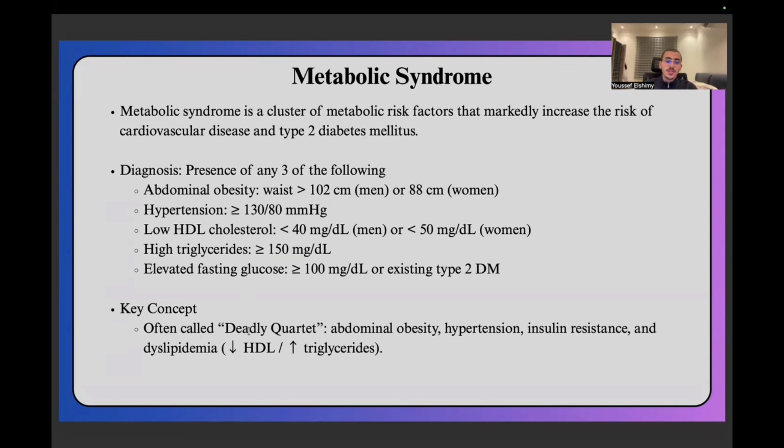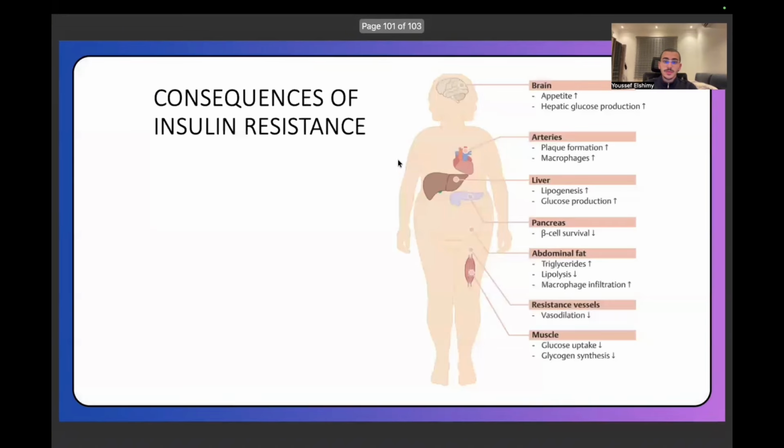And just a concept, it's often called the deadly quartet because it includes the four big guys. So you have abdominal obesity, hypertension, insulin resistance, and dyslipidemia. Three of these would establish the diagnosis of metabolic syndrome.